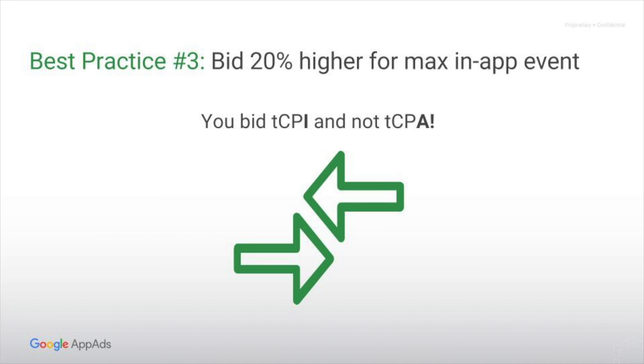If you are running both a max install campaign and a max in-app event campaign, and you don't set your max in-app event campaign TCPI 20% higher, then you're basically going to cannibalize, and the two campaigns will be getting very similar users. So to really get that volume, we encourage you to bid a little bit higher.